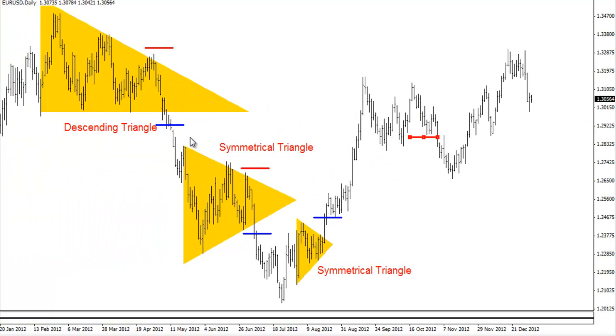That's the really nice thing about triangles, is once they go, they really tend to break quite aggressively, and that's what we're looking to trade. Once we get the confirmed close outside of the triangle, that's the direction that you would look to take the trade.